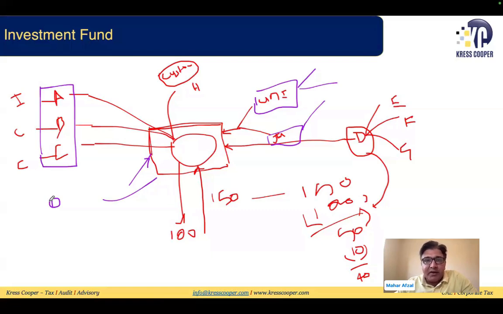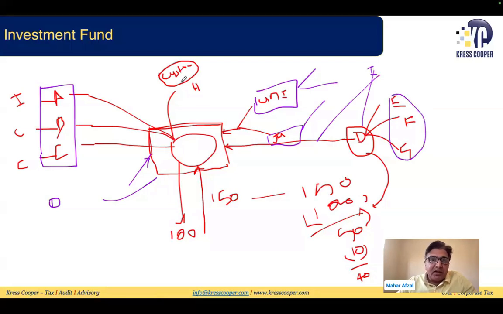So A, B, C are the investors. The fund can be an unincorporated partnership or a juridical person. It can be open-ended, closed-ended. It can be a public or private fund. And D, who is managing this fund, is called the investment manager. A, B, C, these are the advisors to D.